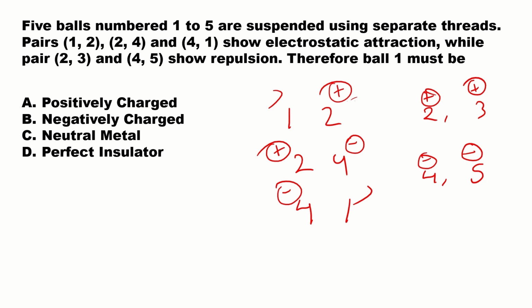So in both of these, the common factor is that 1 is neutral, because 1 does not participate in any repulsion, while 2 and 4 participate in repulsion. So therefore, from here we can say that ball 1 must be a neutral metal. So option C, neutral metal, is the correct answer. Therefore, other options are wrong.